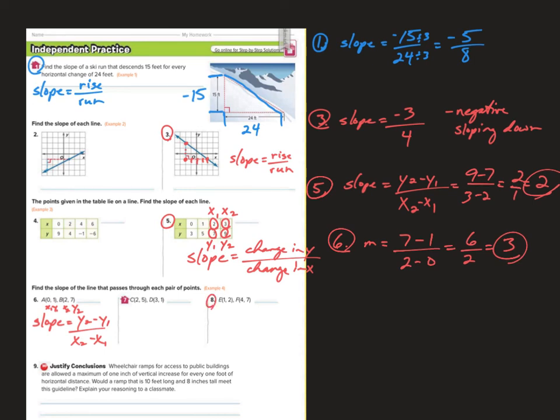And then for number 8, last but not least, same thing. Label those coordinates, x1, y1. I'm going to put my x2, y2 up top so it doesn't crowd it so much. And then once again, we apply that equation. Slope equals y2 minus y1, which is 7 minus 2, over x2 minus x1, which is 4 minus 1. 7 minus 2 is 5. 4 minus 1 is 3. Our slope for number 8 is 5 over 3.